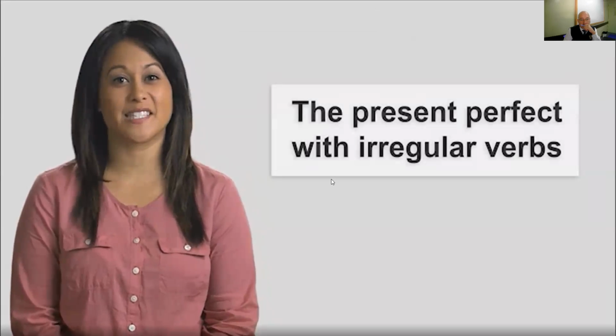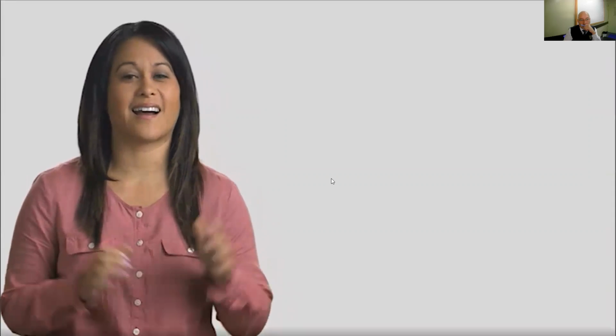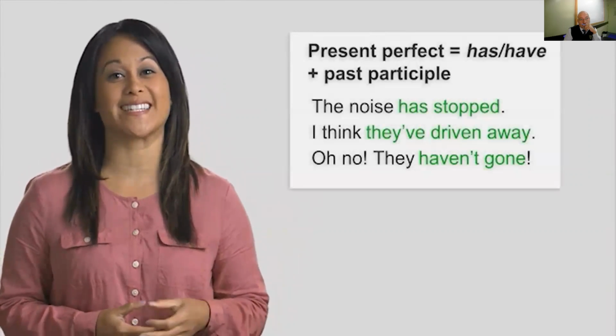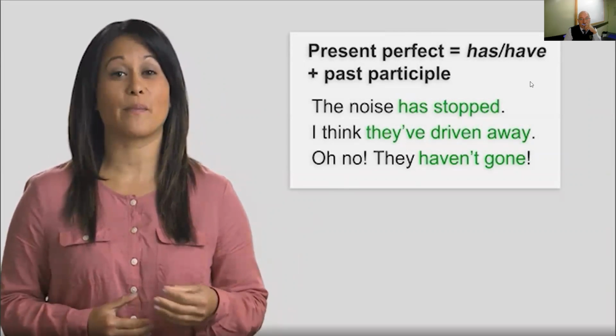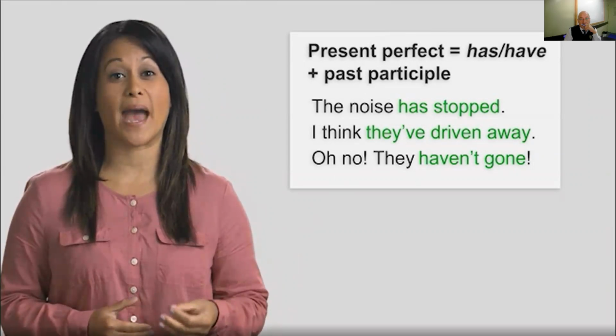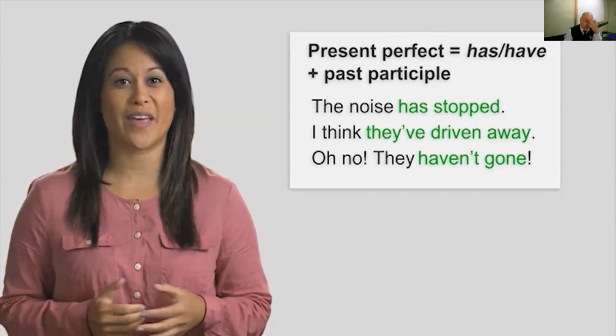Hello. This lesson is about the present perfect with irregular verbs. The noise is so loud. The noise has stopped. I think they've driven away. No, they haven't gone. The verbs in these sentences are in the present perfect tense. We make the present perfect with has or have and the past participle of the verb. The noise has stopped. I think they've driven away. Oh no, they haven't gone.